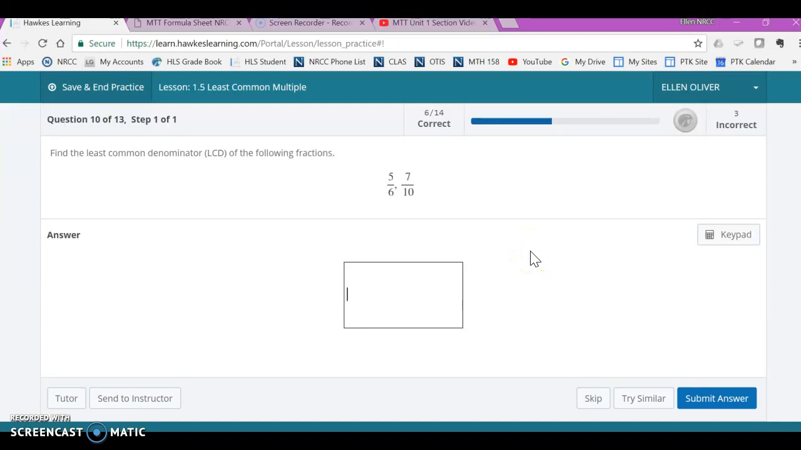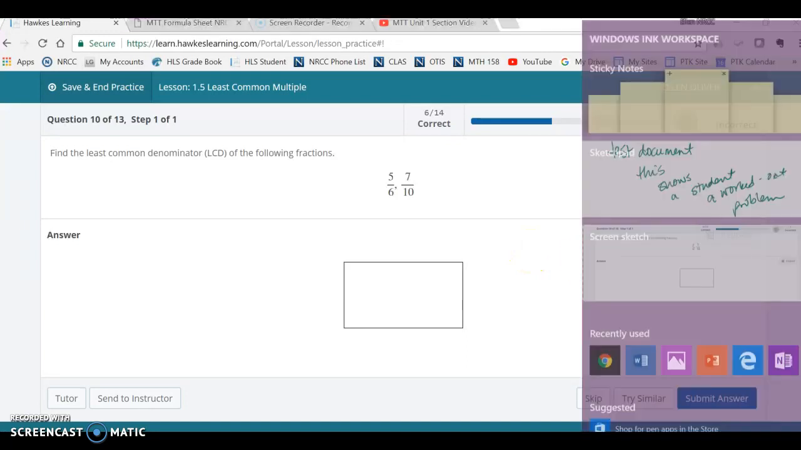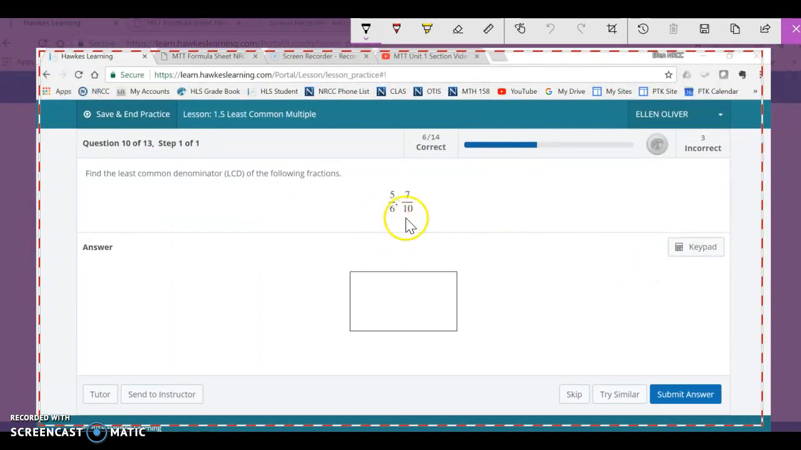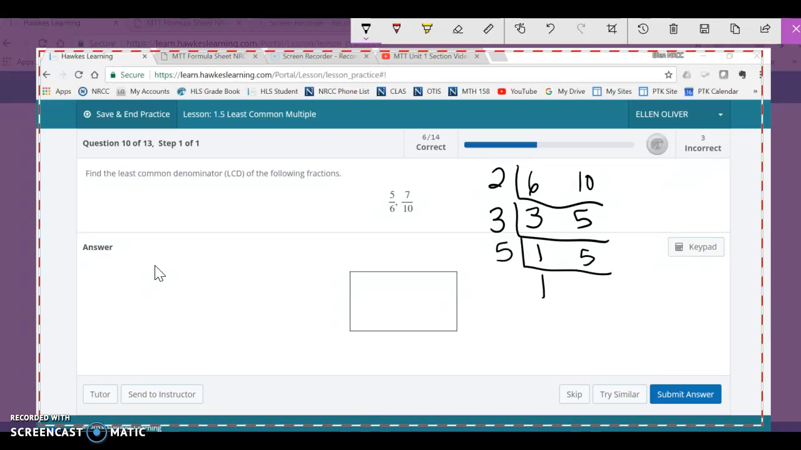Now we've switched to denominators, okay? So this one, it just wants the LCM of those two denominators. The LCD is the LCM of the two denominators. So 6 and 10, use your ladder method. 2, 3, 5. I can't use 2 again. Go to 3 once, doesn't go in. Drop that 1. 5 goes in once. Done. 2 times 3 is 6, times 5 is 30, is your LCD of those two denominators.